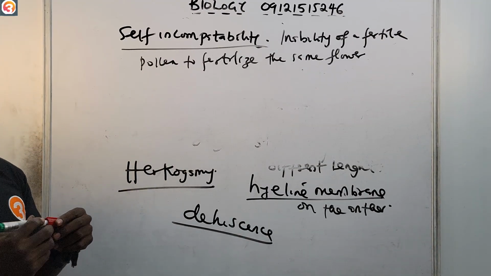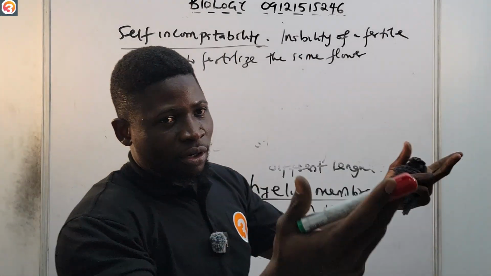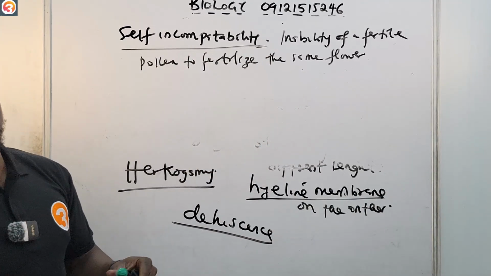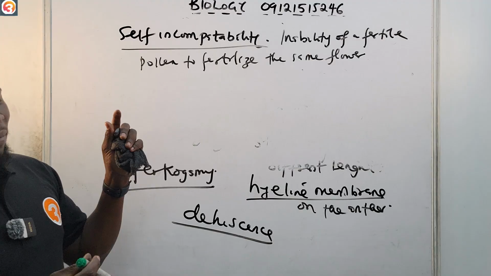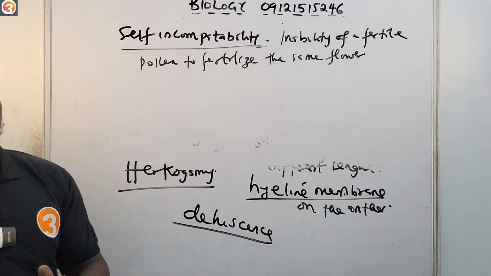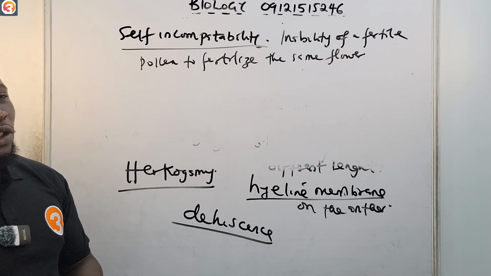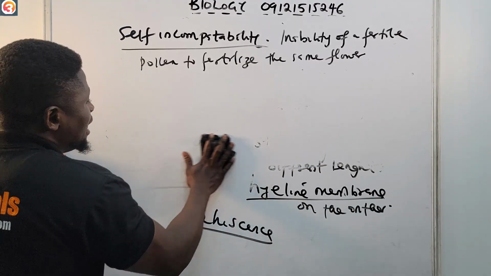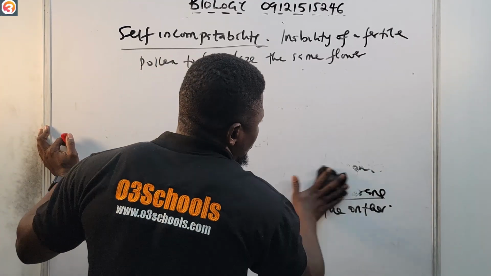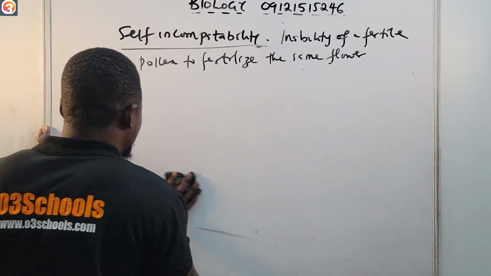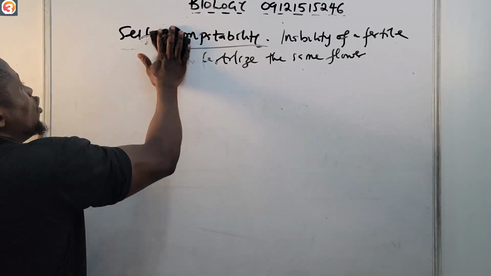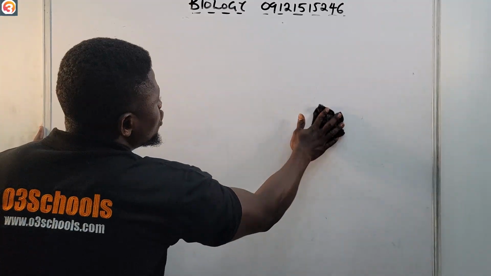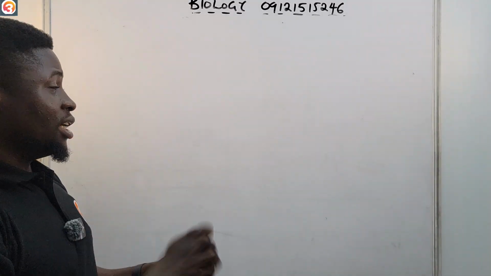That means it now needs to go out and find whatever it's looking for so that it can be pollinated. So those are the factors that encourage cross-pollination. Now let's quickly go to agents of pollination. We are going to look at three major agents of pollination, which are wind, animals and water.